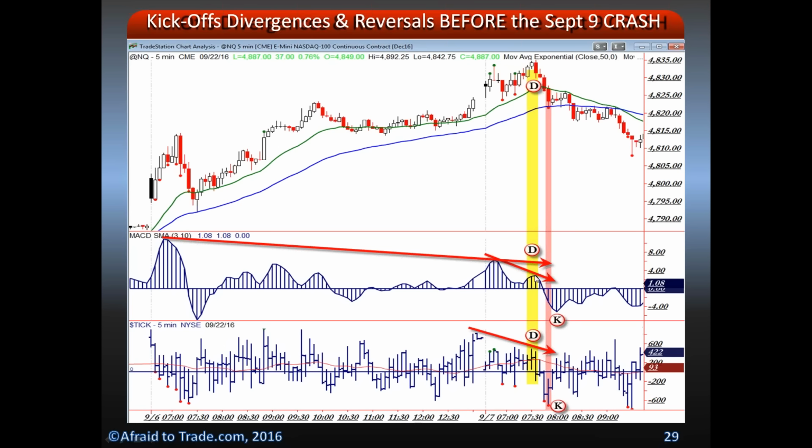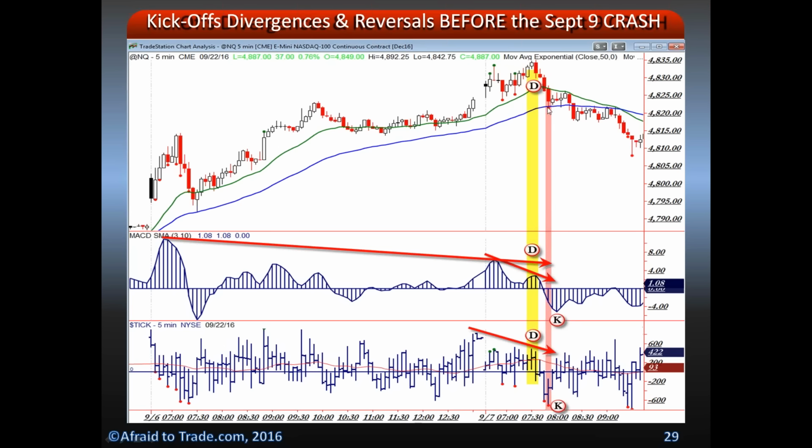So divergence, price at a higher high, moving average is up, momentum divergence, tick divergence, and that's even from the open there. And what happened on the pullback, which normal people would buy, because it is a pullback. It's an uptrend pullback to the 50-period moving average. Simple as that. It's also a support level. Buy, buy, buy. Where's Jim Cramer? Get in there. Problem is, it's a kickoff down and a divergence down.